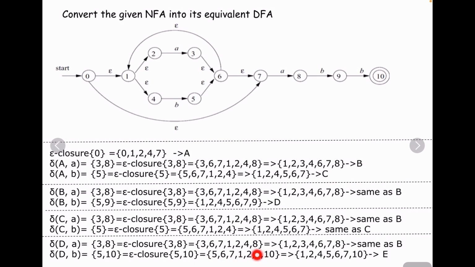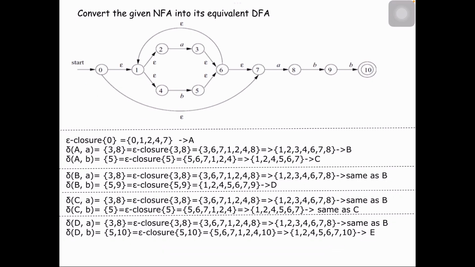You can reach these states without taking any input. Then what is the epsilon closure of 10? It will not go to any of the states, only to itself, right? 10 is added. So this will be the new combination 1, 2, 4, 5, 6, 7, 10, which is not similar to any of the previous states A, B, C, D, right? You have to give one more name. Okay, so let us move on, D is over.